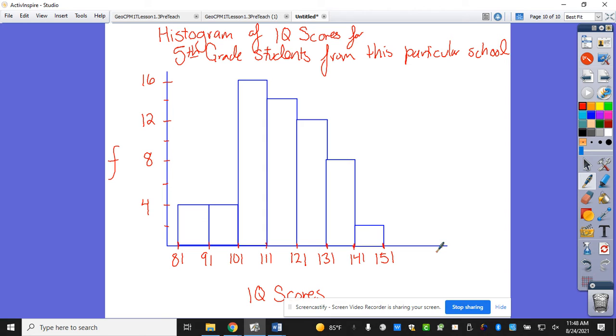Center, I could go through. I don't want to waste the time to do this. I could do the same thing I did with median and get close to where it is.